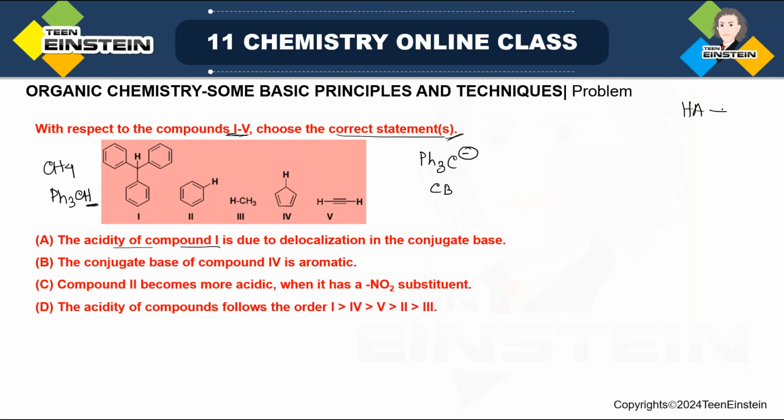In general, if I write any acid HA, after dissociation it gives H plus and A minus. So here the conjugate base is A minus. If A minus is very stable, that means the dissociation of HA to H plus and A minus will be very high.